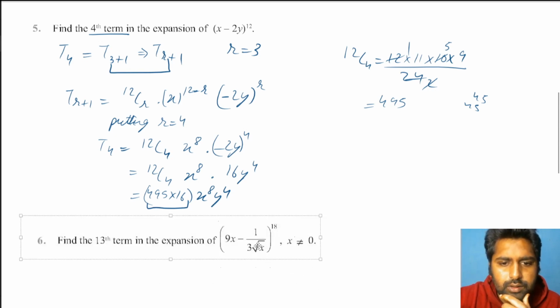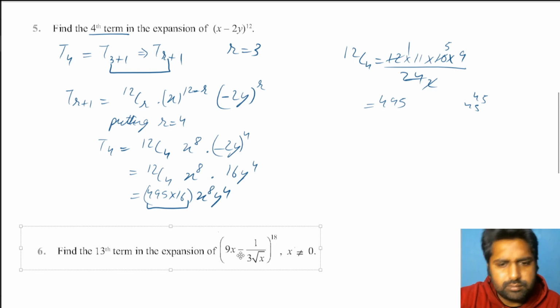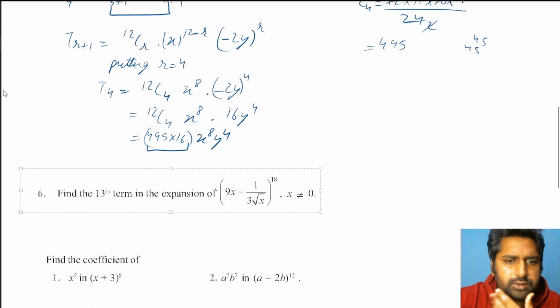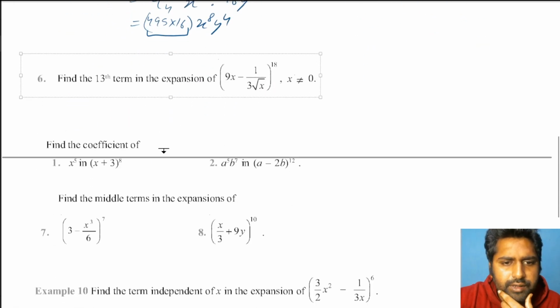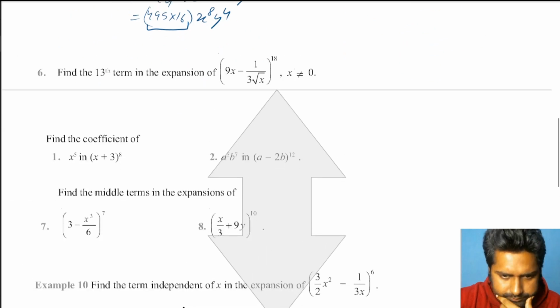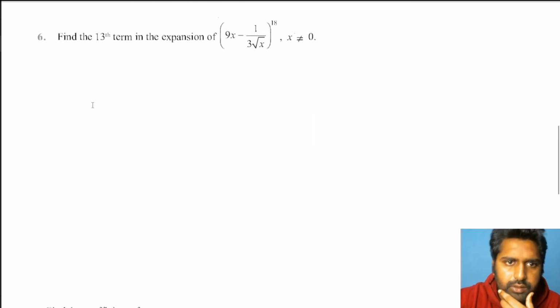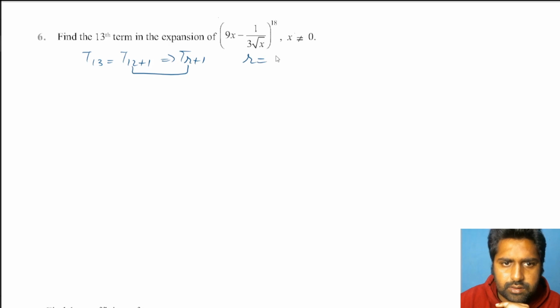Okay. Same idea, different term, different values. You have to find the 13th term. So for the 13th term, first decide what will be the value of r. T13 you need. It can be rewritten as T12 plus 1. That means now you compare it with r. So you get r as 12.